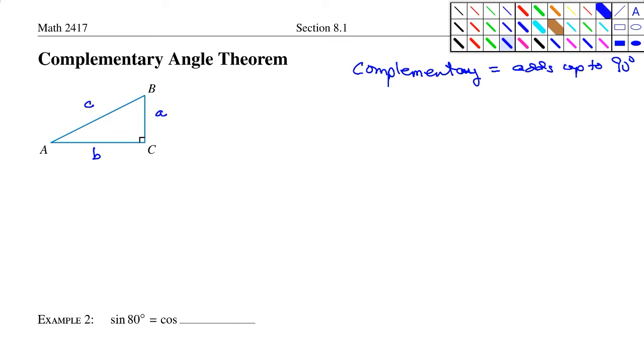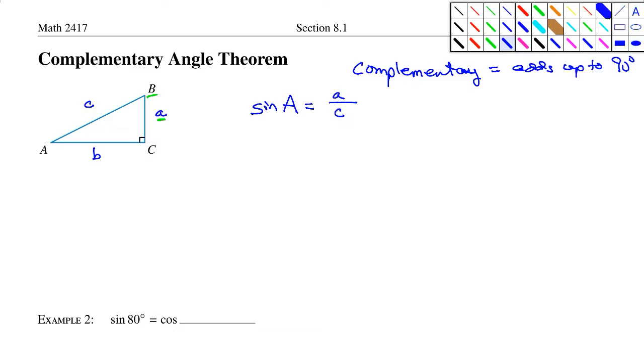Now let's explore some of this here by looking at the sine of angle A. The sine of angle A would be the opposite side to A, which is little a, over the hypotenuse, which is little c. But if I turn that around and I think about a over c in terms of angle B, a and angle B are adjacent.